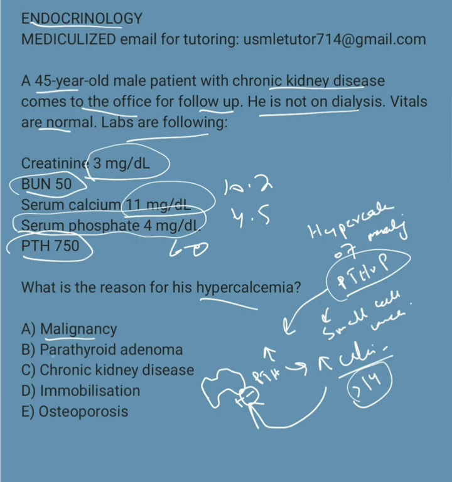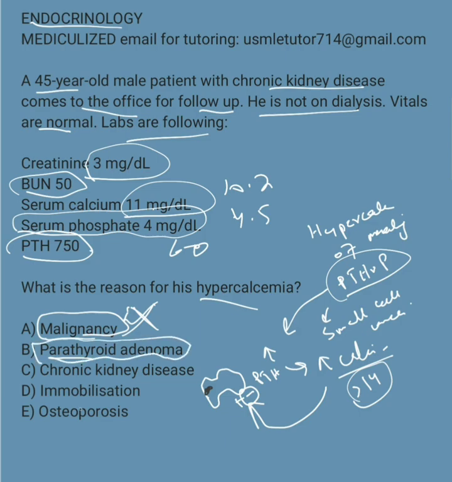Then parathyroid adenoma. Let's talk about parathyroid adenoma. PTH is high. Parathyroid adenoma is primary hyperparathyroidism. So if it's an adenoma here, it makes sense. Yes, PTH can be high here. Second, calcium can be elevated. Yes, it can be elevated. Can phosphate be normal? Phosphate can be normal. So we're going to keep this for now.